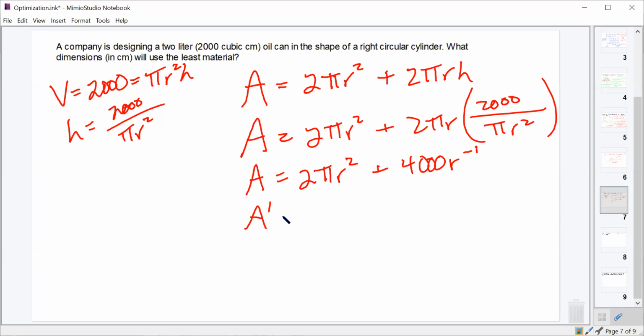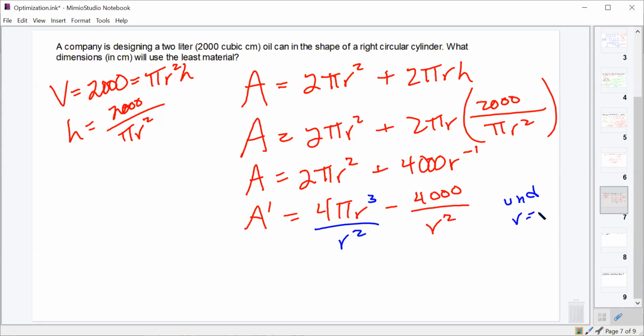Okay, and A prime then should be 4 pi r minus 4,000 r to the -2. And if we want to see when that's equal to 0 and when that's undefined, we want to get a common denominator and put the fractions together. So put an r squared down here and make this into an r cubed. And so we know that this is undefined if r equals 0, but having a radius of 0 doesn't make any sense, right? We can't have a radius of 0 to have a cylinder.